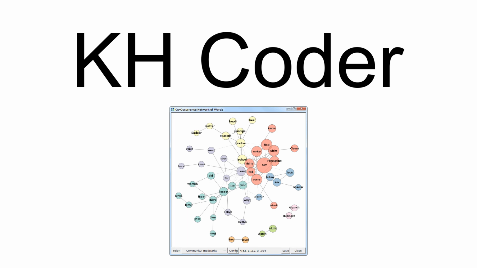KH Coder is an open-source software for computer-assisted qualitative data analysis, particularly quantitative content analysis in text mining. It can also be used for computational linguistics. It supports processing and linguistic information of text in several languages, such as Japanese, English, French, German, Italian, Portuguese, and Spanish. Specifically, it can contribute statistical analysis, co-occurrence network, self-organizing map, multidimensional scaling and comparative calculations.